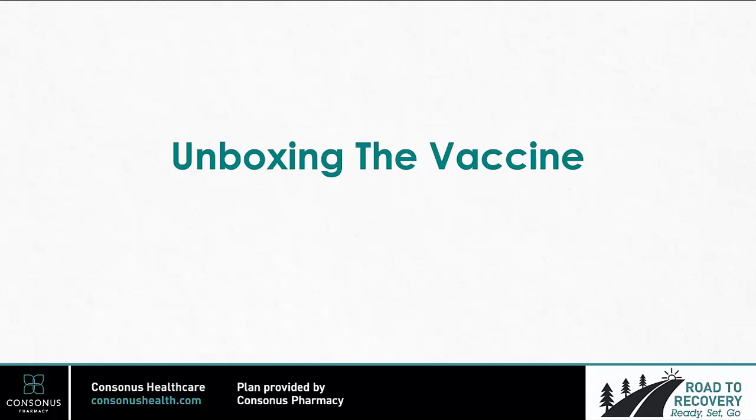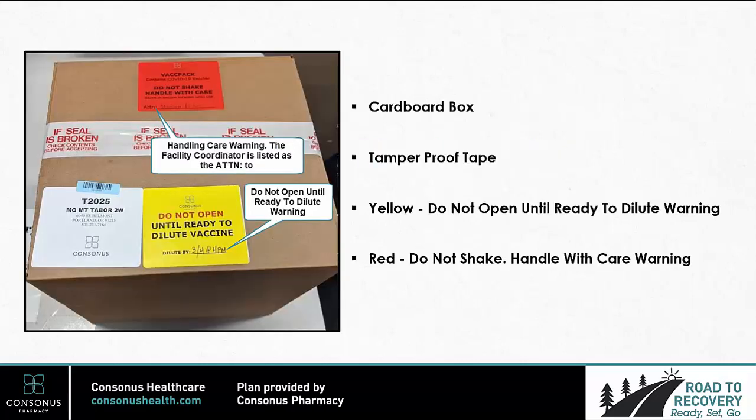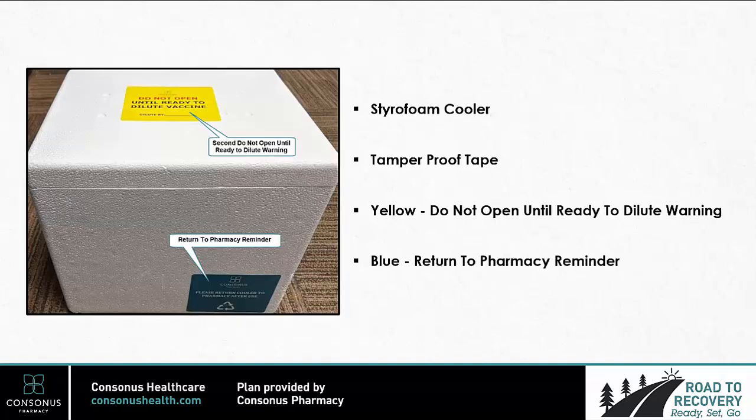In this next section of the training material for vaccine administrators, I will cover unboxing the vaccine. The vaccine will arrive in a cardboard box from the pharmacy that looks like this. It should be stored in a secure location. That location should be known to staff and should be the same location with each delivery. The facility coordinator is responsible for knowing the whereabouts of the vaccine once delivered. Do not refrigerate. Do not open until the vaccine administrator is prepared to dilute the vaccine. Do not shake the box, and make sure to handle it with care.